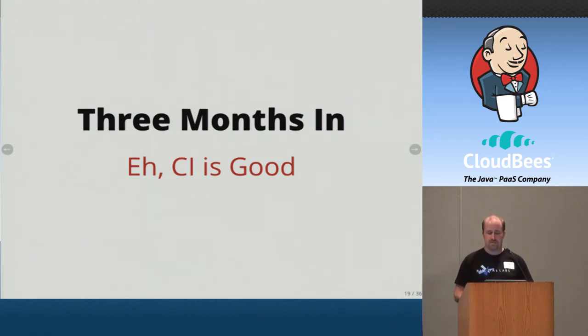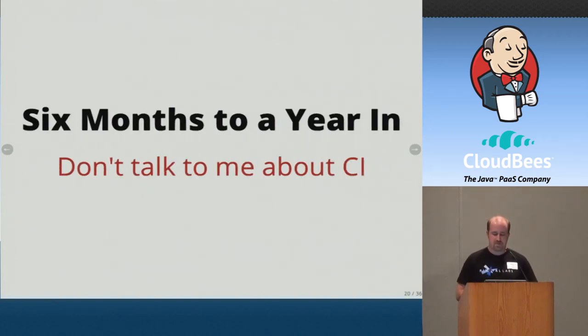For us, it's probably about 3 months in. Tests are getting a little slower. You've written more tests. You're up to a couple hundred, maybe 1,000, probably less than 2,000, depending on how fast you're writing tests. CI is pretty good, but it's getting slower. And you're getting a couple random failures, usually, on most projects I've seen. And by the time you're 6 months to a year in of really doing test-driven development, people are starting to hate CI.